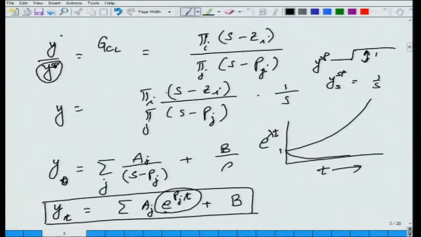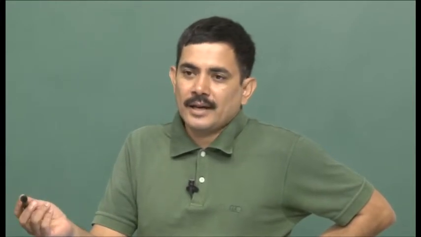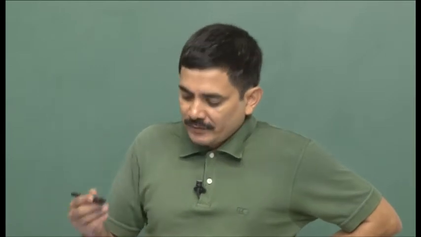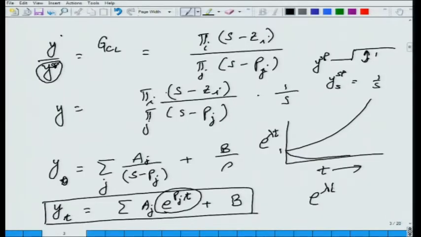what you get is an e to the power pole times t term, which will blow up in time. So, what that means is if any of the poles of the transfer function that you are looking at is in the right half plane, has a positive real part, then e to the power lambda t will blow up if the real part of lambda is greater than 0.